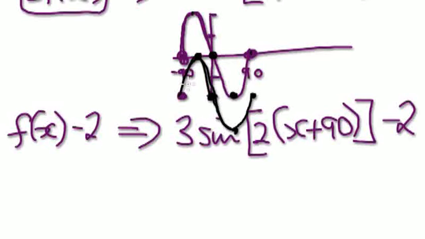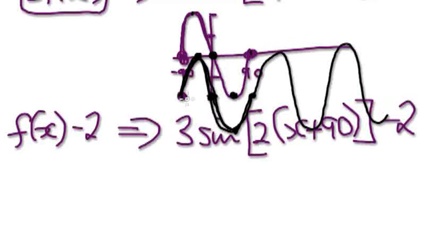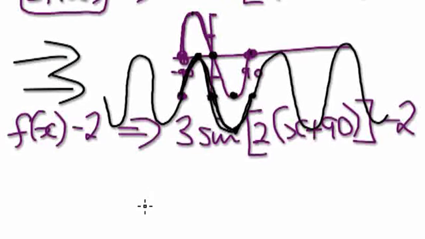So basically, our final graph would look like this. And then you would continue the pattern, so it would be something like this, and the same in this direction. Okay, so this here is your final graph.